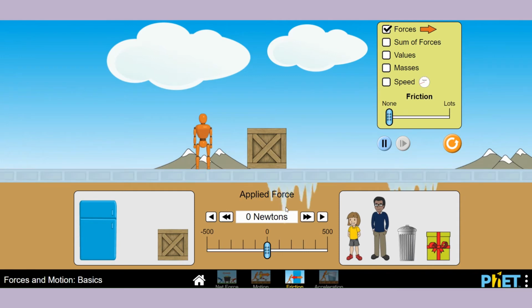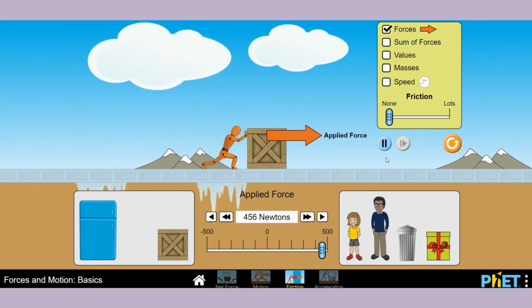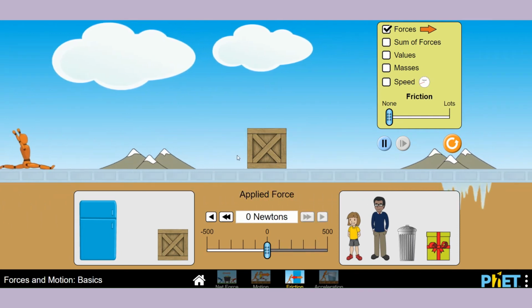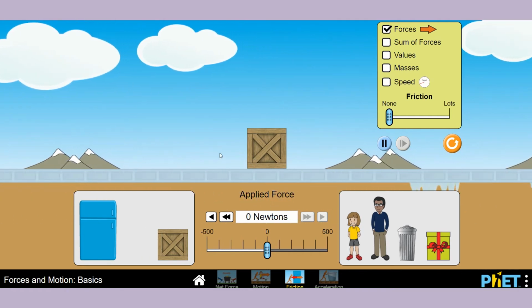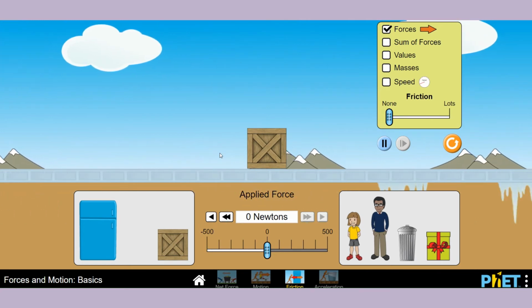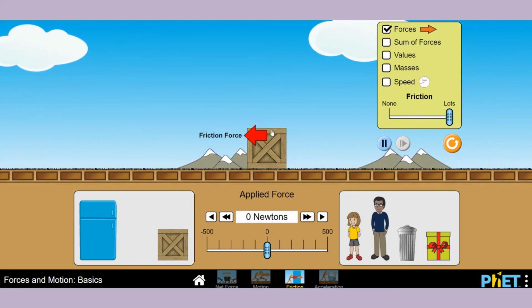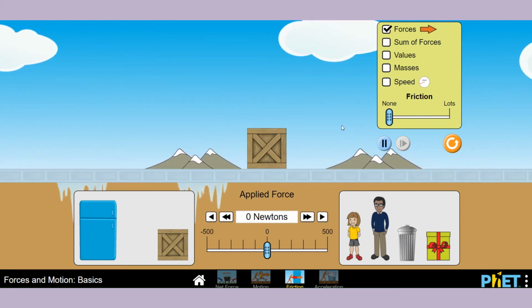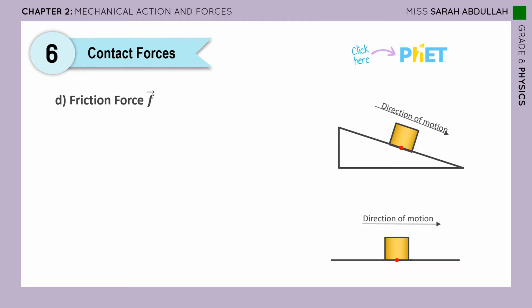Now, what if I make the surface smooth? All right, and let this man just simply push this box. Do we see any friction force here? No, there is no friction force. And why is that? Because the surface is smooth. It means that the friction force is negligible. It's almost zero, so we don't consider it. So when the surface is rough, we have a certain friction force. When the surface is smooth, we don't have a friction force.